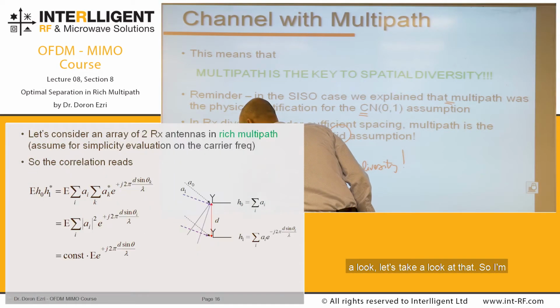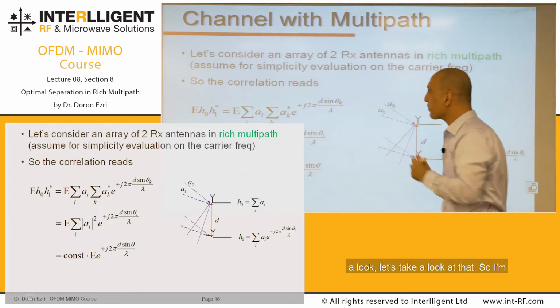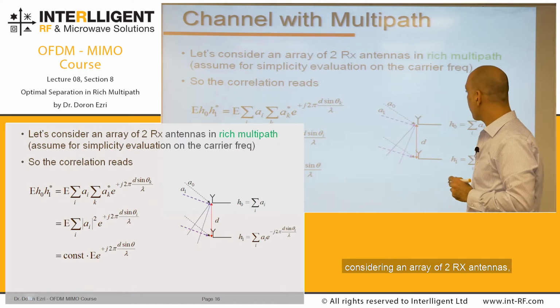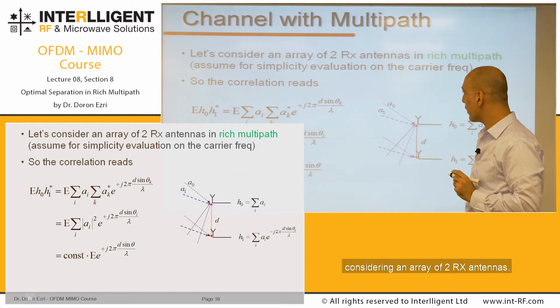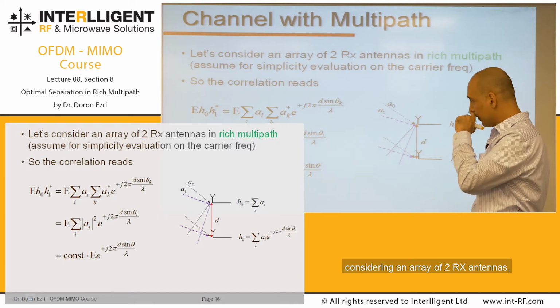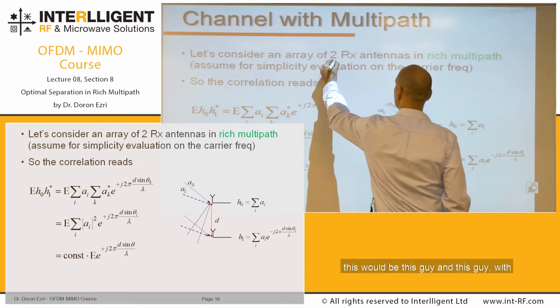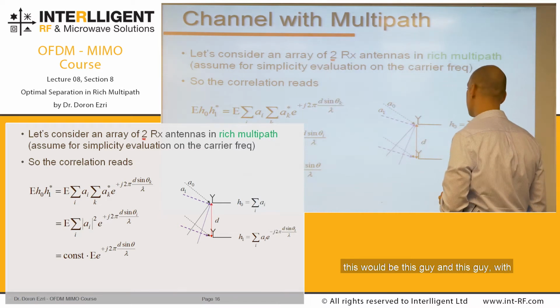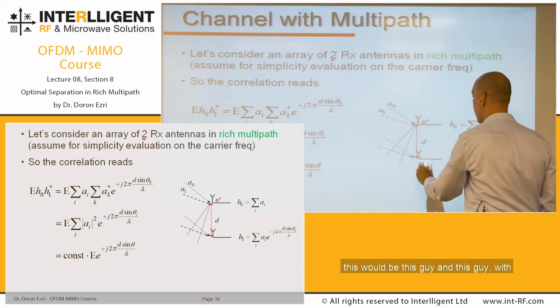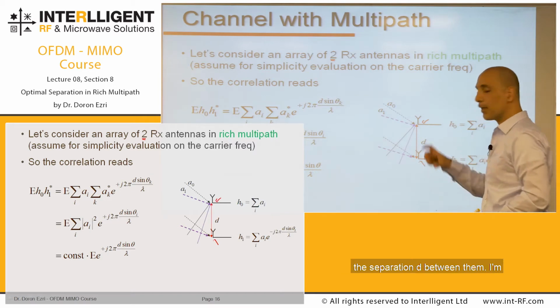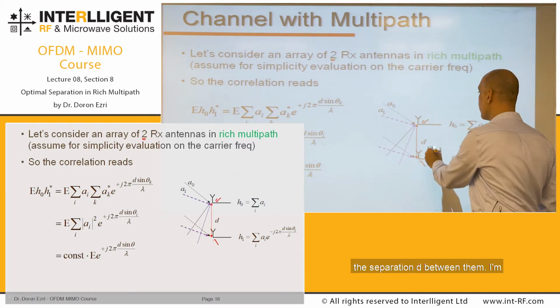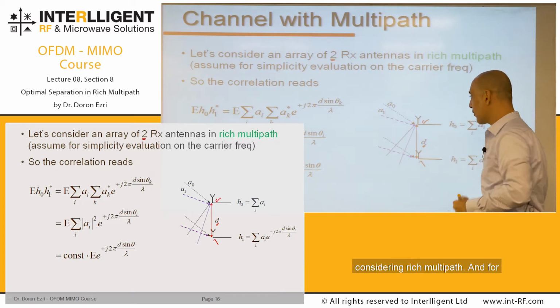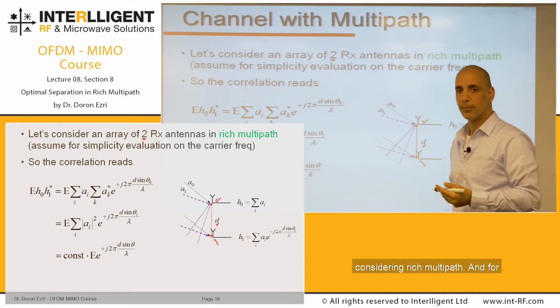Okay, so let's take a look at that. So I'm considering an array of two RX antennas. This would be this guy and this guy, with separation D between them. I'm considering rich multipath, yeah?